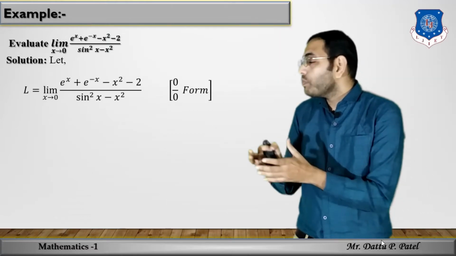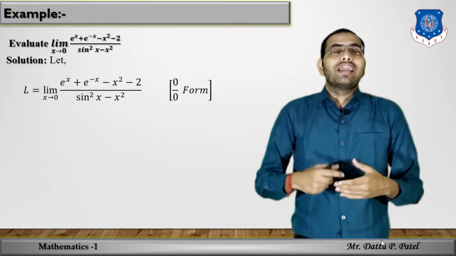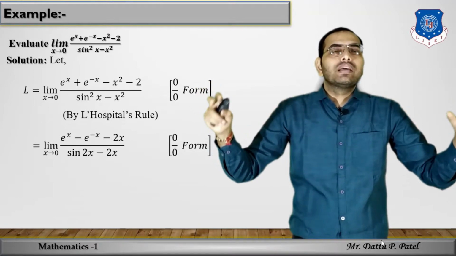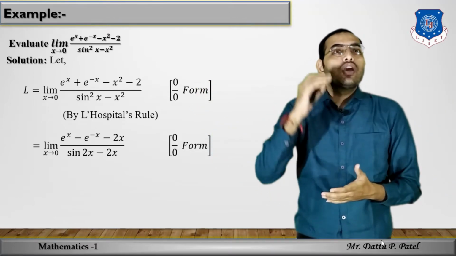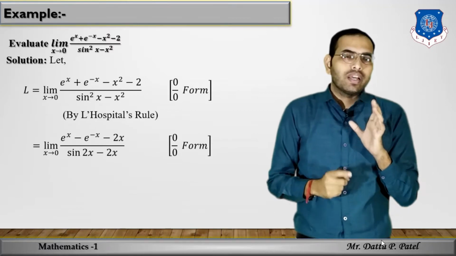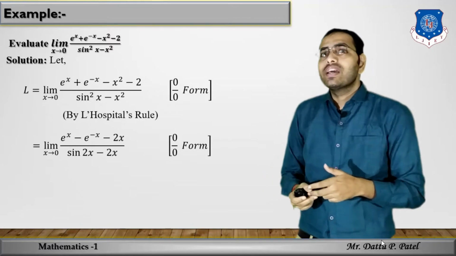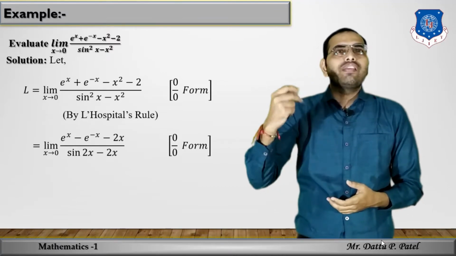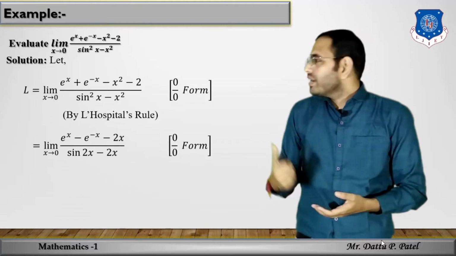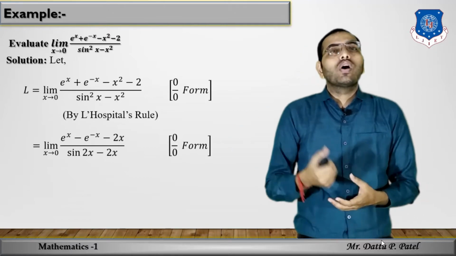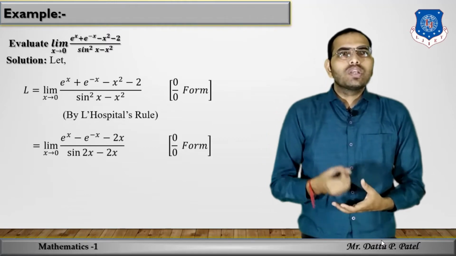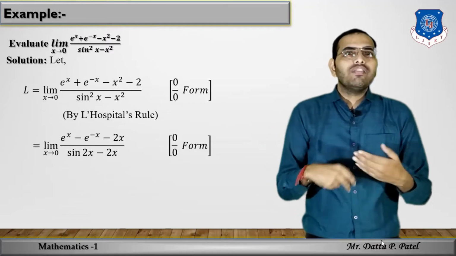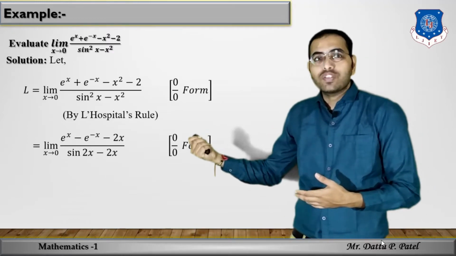Here, applying the L'Hopital rule, we take the derivative of the numerator portion and the derivative of the denominator portion individually, which means we cannot apply the u by v rule or quotient rule. Clear? Then applying the L'Hopital rule: the derivative of e raised to x is e raised to x, the derivative of e raised to minus x is minus e raised to minus x, and the derivative of x square is 2x, and the derivative of 2, which is a constant, is 0. In the same manner in the denominator portion, it becomes sin 2x minus 2x. Again we have to check whether that term is an indeterminate form or not.